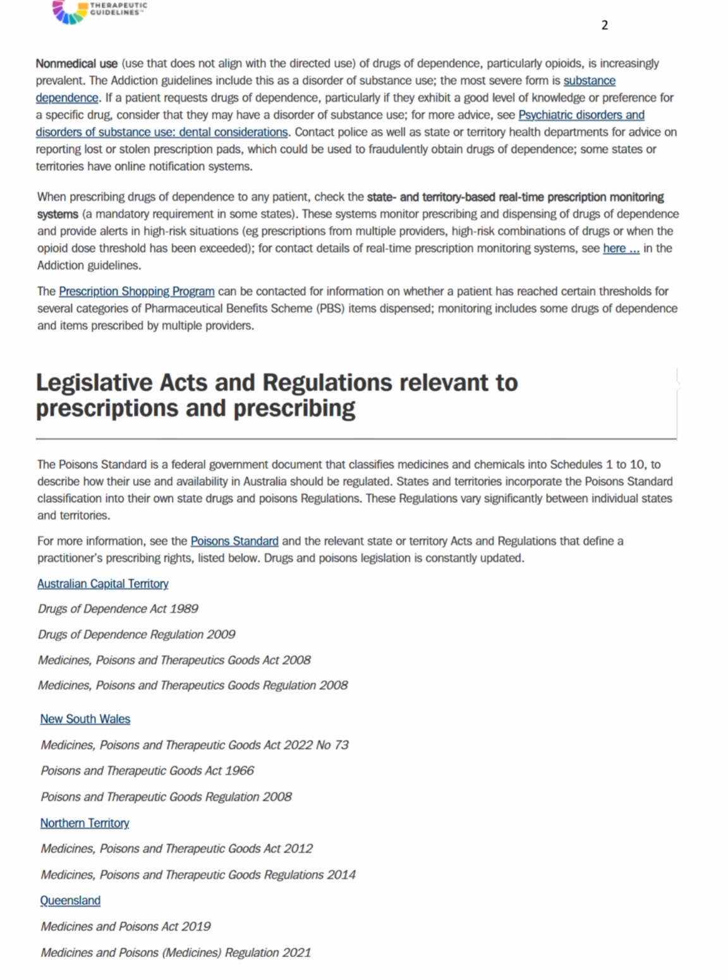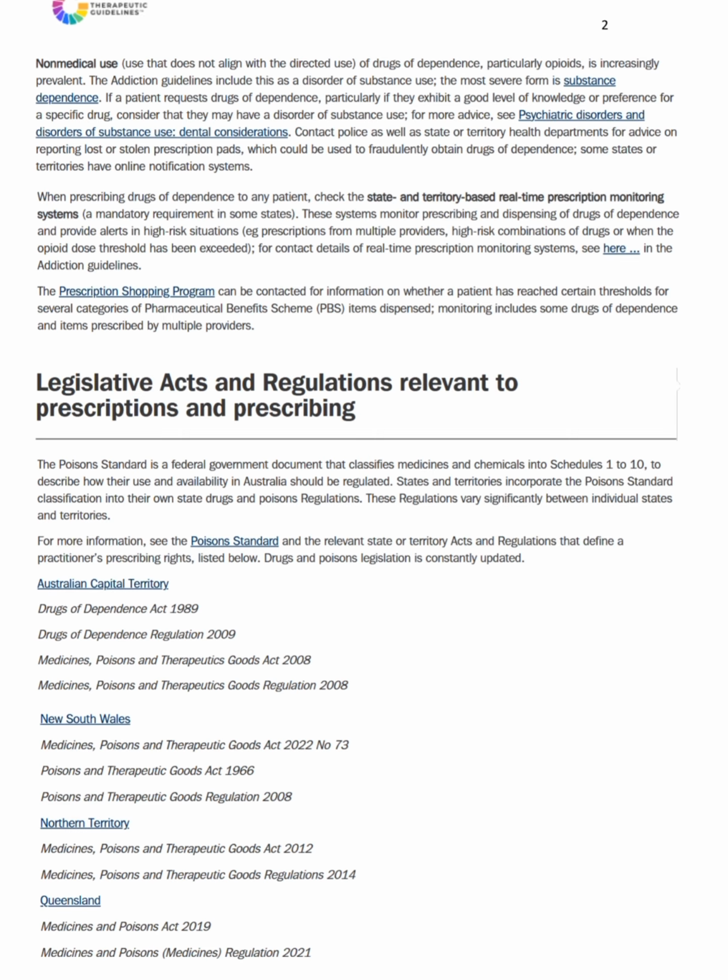Contact police as well as state or territory health department for advice on reporting lost or stolen prescription pads, which could be used to fraudulently obtain drugs of dependence. Some states or territories have online notification systems. So if you find out that your prescription pads are lost or have been stolen, then you have to report to the police. There is something else new they have added in TG.